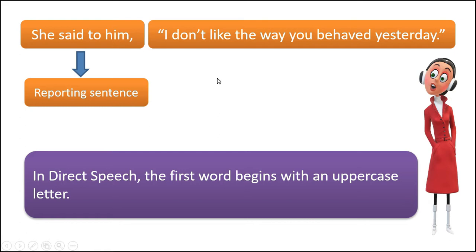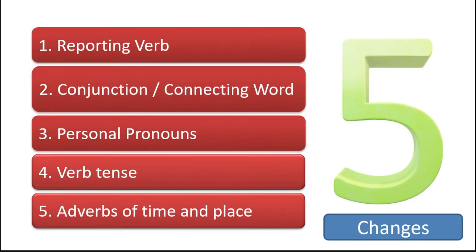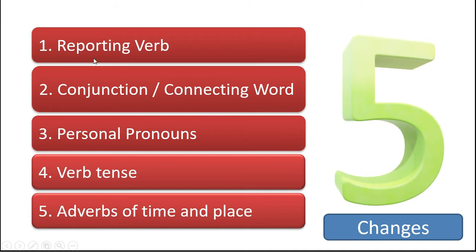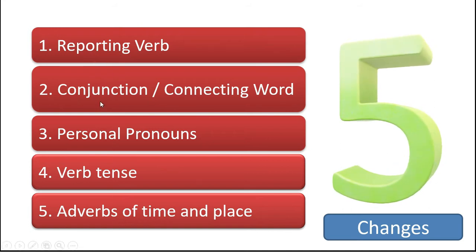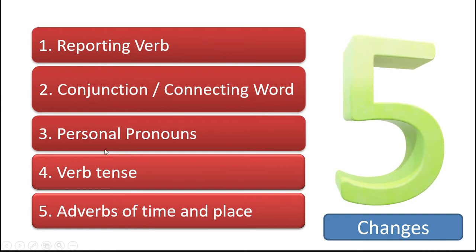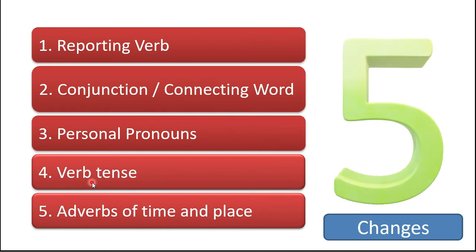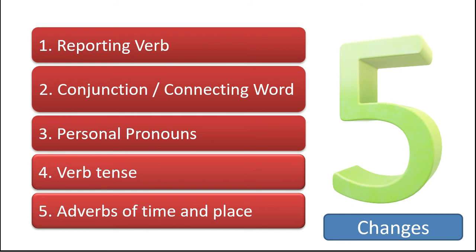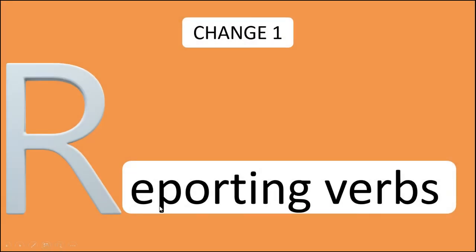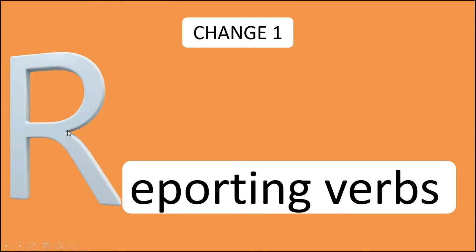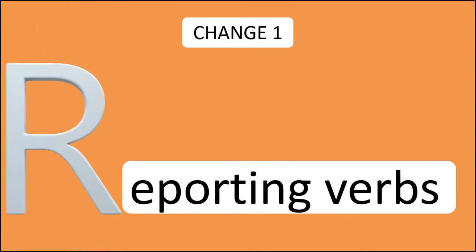Okay, now let's look at the five changes that occur when we change from direct speech to indirect speech. There are actually five changes, and the first one is reporting verb change. Second one, conjunction or connecting word change. Third one is personal pronoun change. Fourth one, verb tense change. Fifth one, adverbs of time and place. Okay, let's discuss each change in detail. The first one is reporting verbs. Now, how do we change reporting verbs? Okay, let's get into the details.